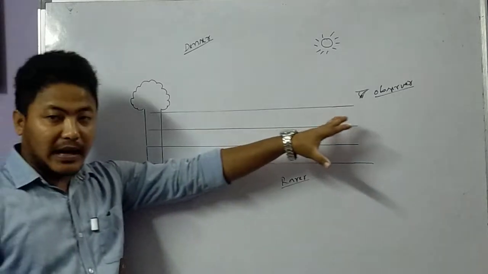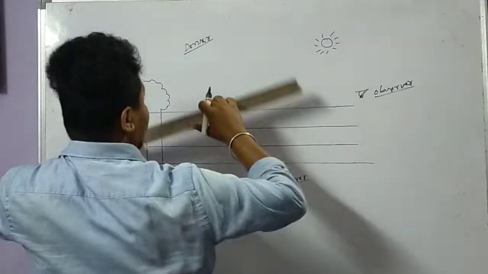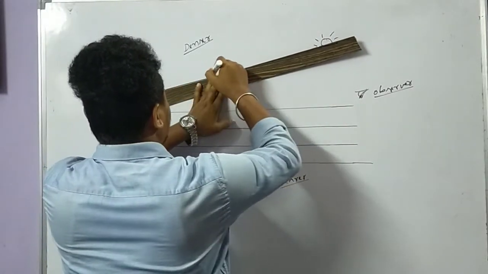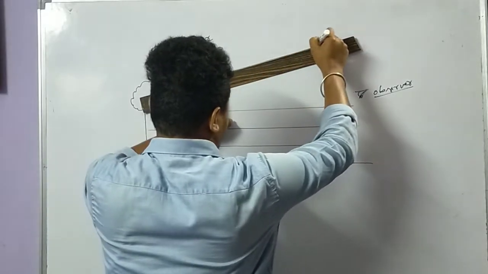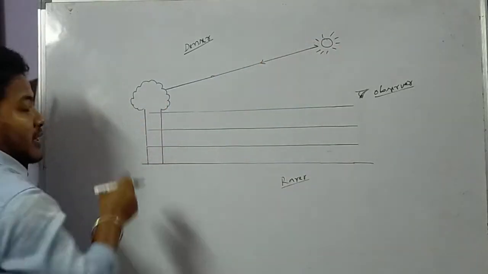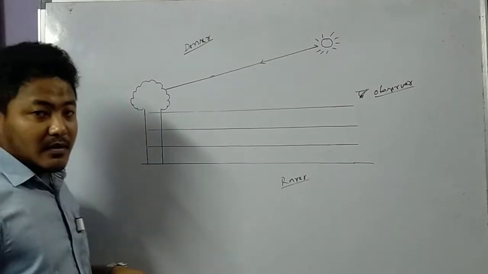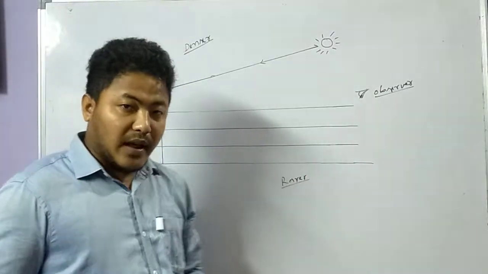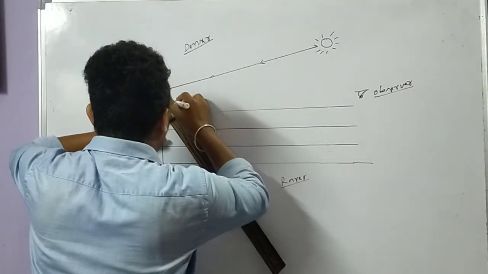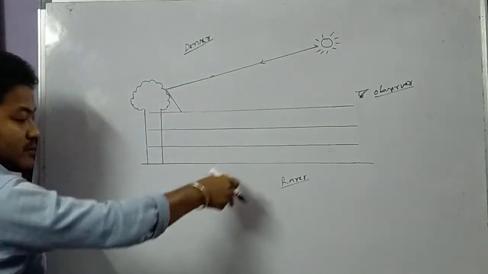So I'll imagine the situation now. First thing that will happen is that the ray of light will come from the sun like that, and it will strike the tree. After striking the tree, what will happen? Eventually it will reflect. Once it reflects, it will enter from the denser to the rarer medium. Gradually it will start coming in this particular direction.